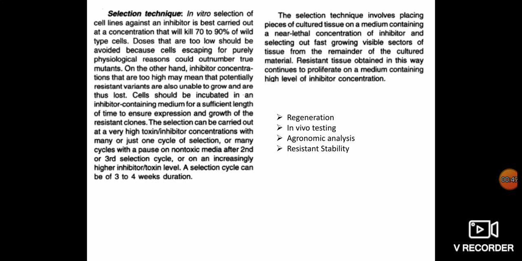The escaping cells, which will be variants, are the only ones that can regenerate. Other cells cannot live, and we can select them with the help of the certain inhibitor that we added in the media. That's what the selection technique is about.